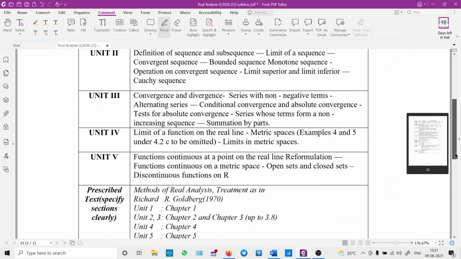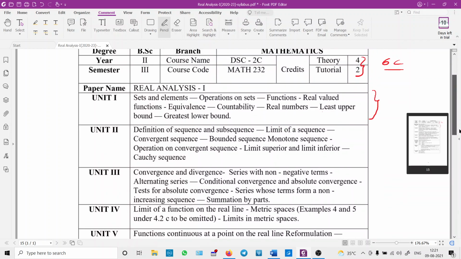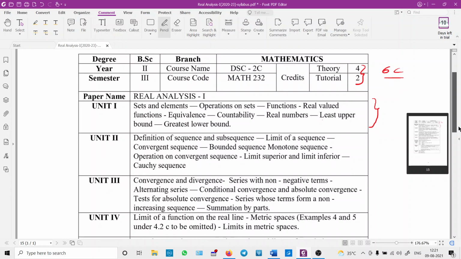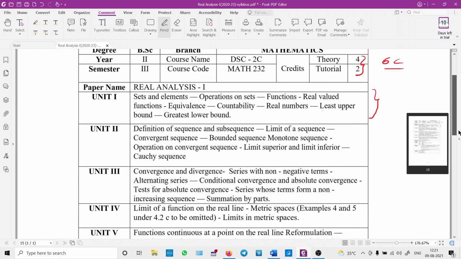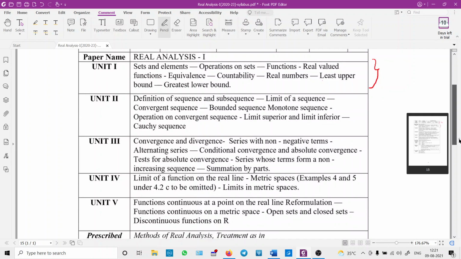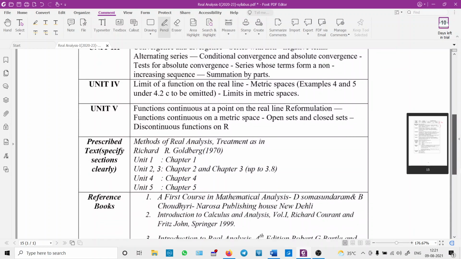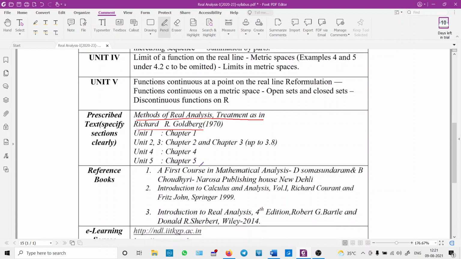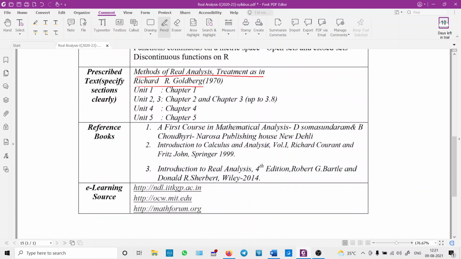All the concepts are interlinked, and Real Analysis 2, which is in the next semester, is also completely dependent on Real Analysis 1. So all the units are very important, and you can see the prescribed text is Methods of Real Analysis by Richard Goldberg. This is the main reference book, and you can also follow these reference books from the Central Library.